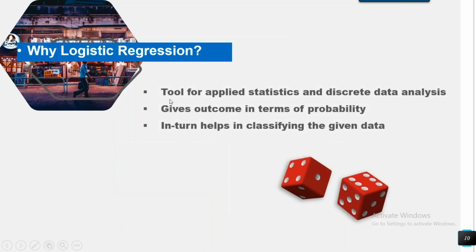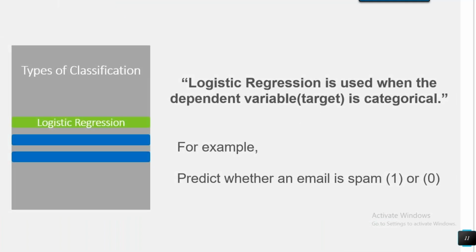And why logistic regression, what is the need for that? It is a tool for applied statistics to discrete data analytics, giving outcomes in terms of probability. For example, if you are throwing two dice, each having 1 to 6, what is the probability of getting 7? You can find out the probability of 7, what are the success cases and what are the failure cases. It helps you classify the given data. So that's why logistic regression is needed.